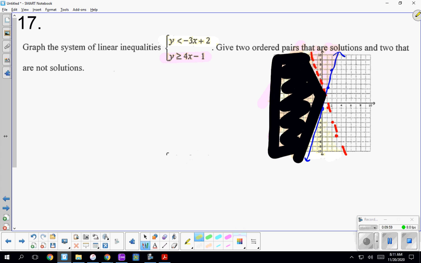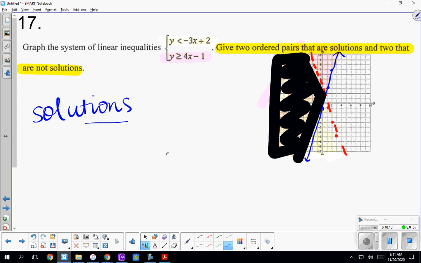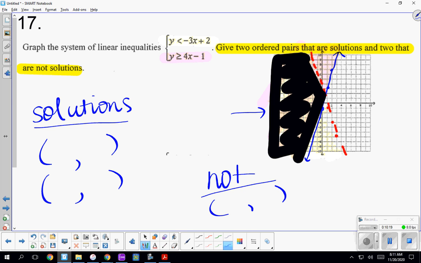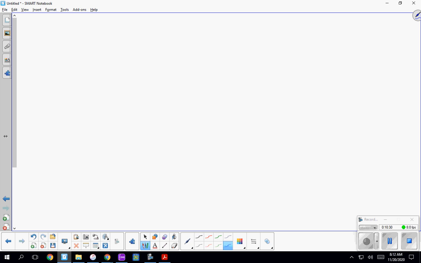Just make sure you answer the rest of the question. We're going to give 2 ordered pairs that are solutions and 2 that are not. And we need a label so that I know which ones are and which ones are not. So for my solutions, you're going to pick any 2 ordered pairs that are in this darkened area. And then anything that is not a solution, you're going to give 2 ordered pairs anywhere that's not in that darkened area. It can be in this yellowish area, it could be in this pinkish area, or in the completely blank area.